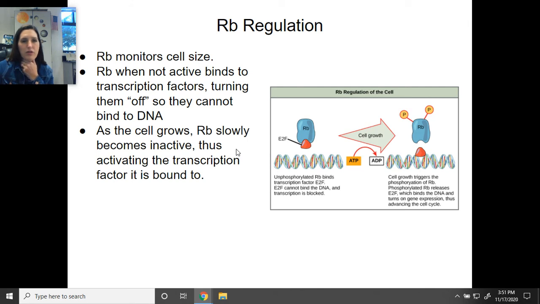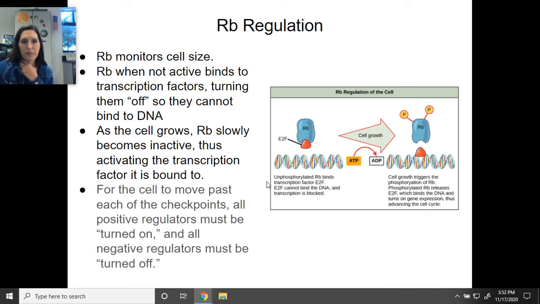Okay, the RB monitors the cell size. The RB, when active, binds to the transcription factors, turning them off so they cannot bind to DNA. So remember, transcription is when we are going to make the mRNA. As the cell grows, the RB slowly becomes inactive and thus activates the transcription factor that it's bound to.